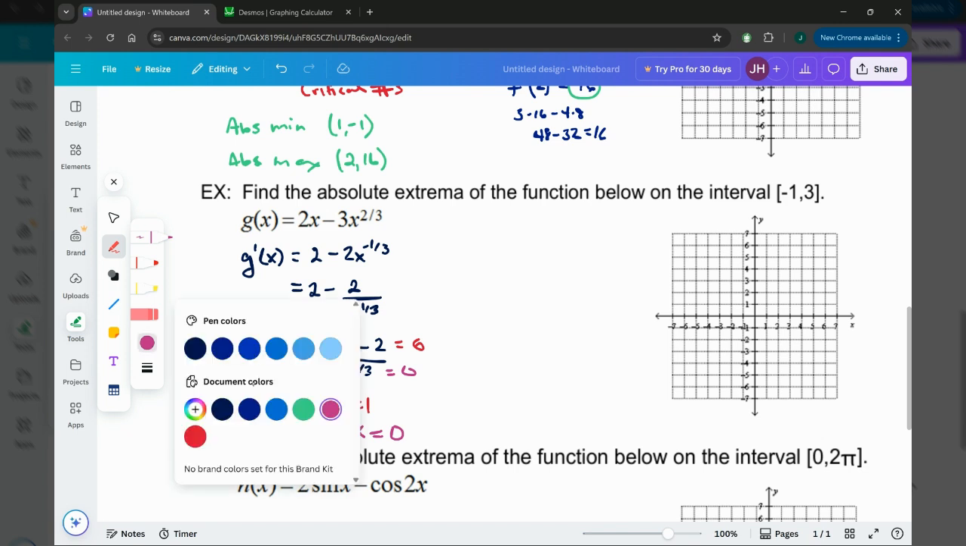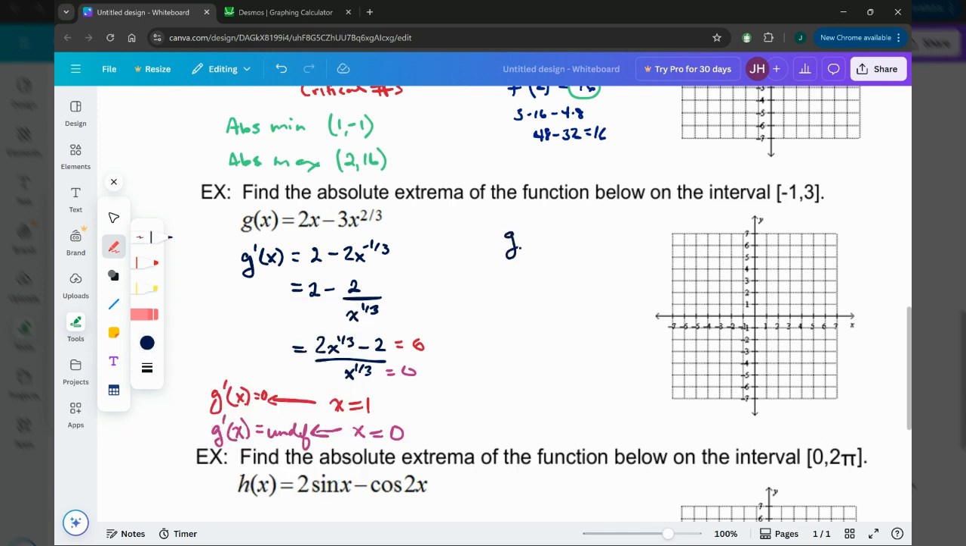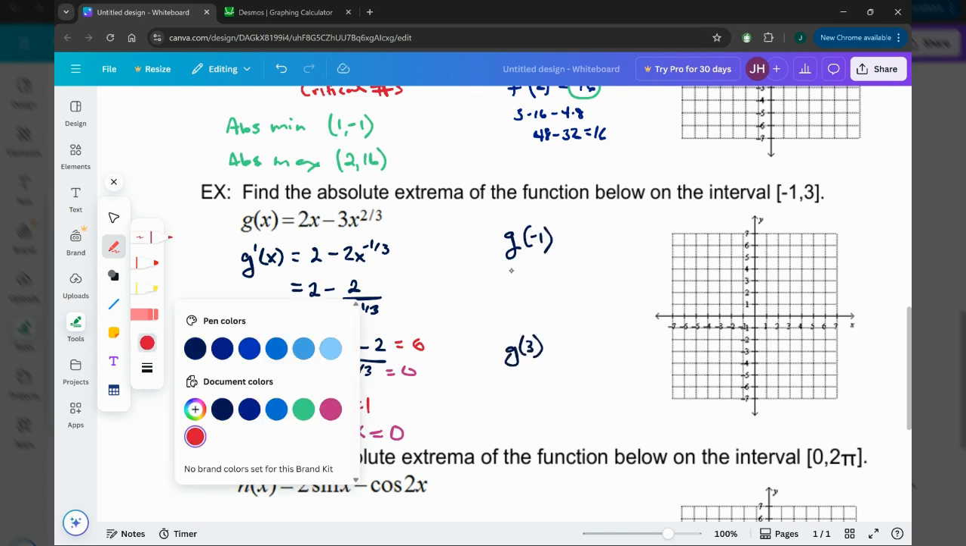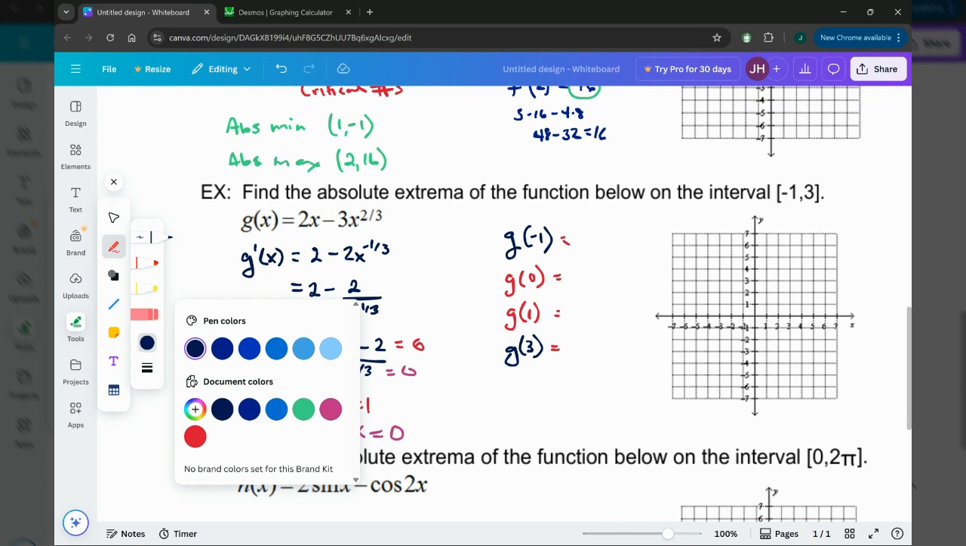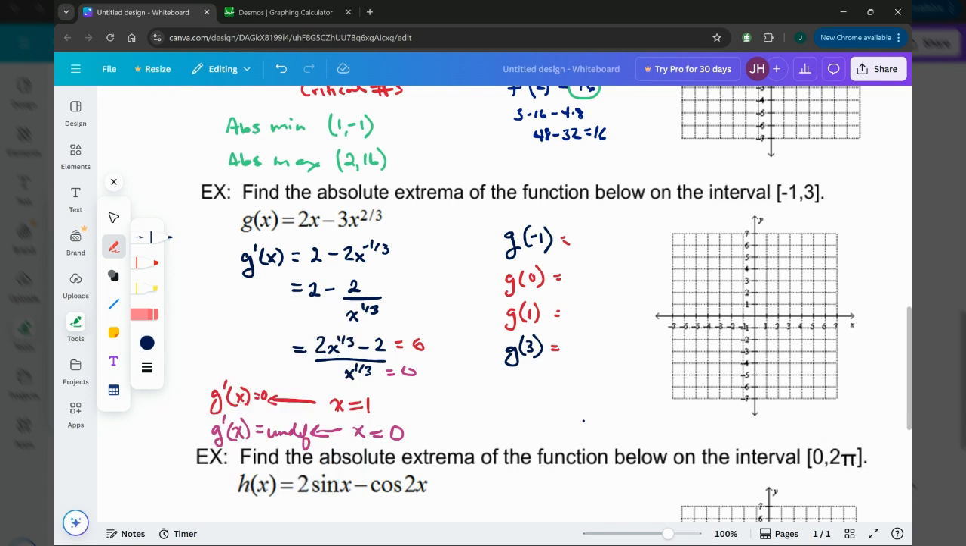And again, what I've got to do is I've got to take my function g of x and evaluate it at negative 1, and I've got to evaluate it at 3. I also have to evaluate it at my critical numbers. So I need to know g of 0, and I need to know g of 1. Now, g of negative 1, if I plug in negative 1 here into my original function, I would get negative 2 minus 3, that would be negative 5. At negative 1, the value is negative 5.